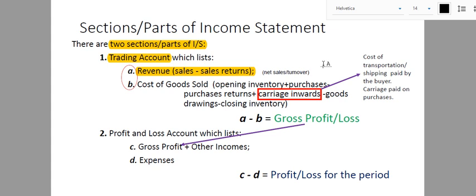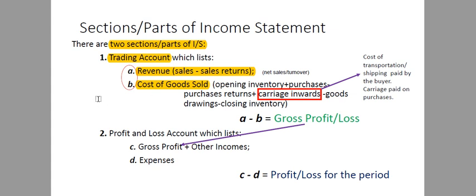So this is the earnings basically. So the revenue is the earning. This is what the business earned. The second step is to earn this revenue, you have to spend money on purchasing the goods, and bringing them to the saleable condition. So the cost of goods sold is the cost of bringing the goods in a saleable condition.